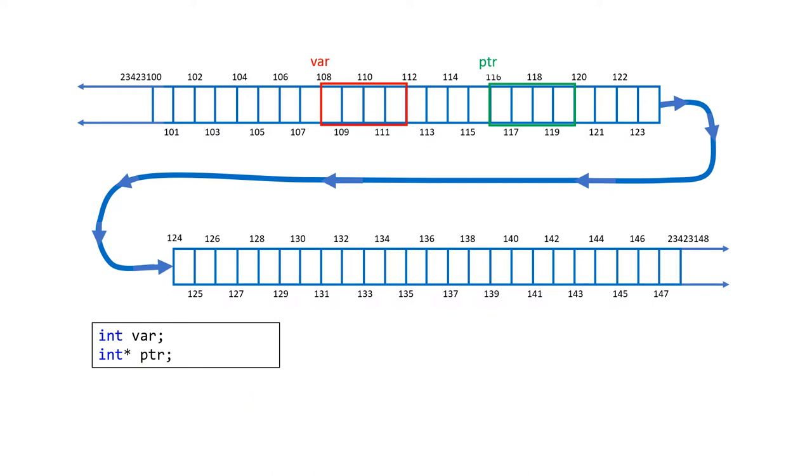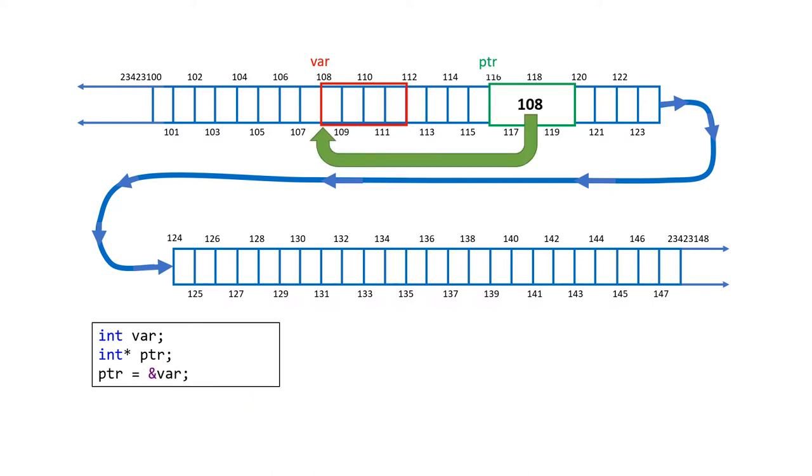So if you say PTR is set to address of var, that address of the variable is going to go in the PTR. So essentially, PTR can be another way of accessing var remotely. Why do we have pointers? Because we want to have remote control for our stuff.